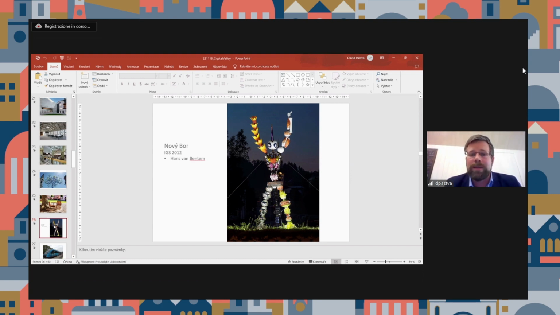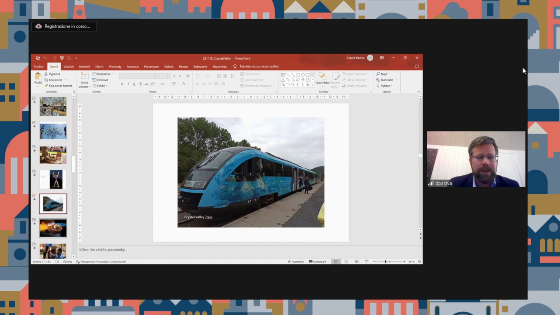This work was made during the IGS. IGS means International Glass Symposium, held every 3 years in Nový Bor. So this is a picture of a roundabout in the middle of the town. So such examples. We also have trains connected to our topic.